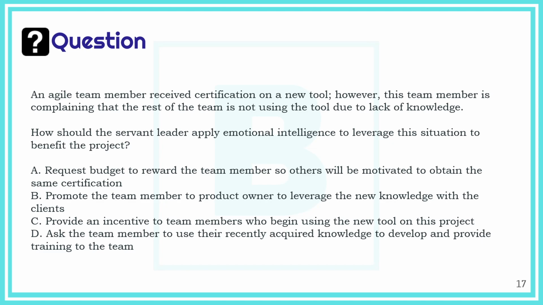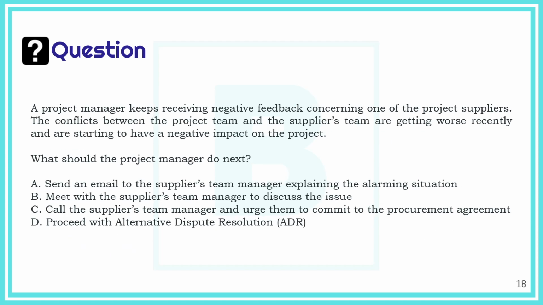That's zero-sum reward. So the best way to handle this is to take advantage of this situation and ask the team member to provide training to their team. So that's giving this motivated team member more responsibilities, and at the same time making the team members benefit from the situation. Another question. A project manager keeps receiving negative feedback concerning one of the project suppliers.